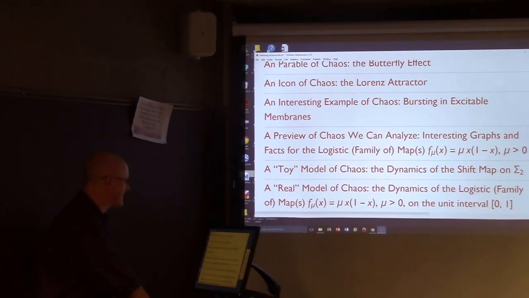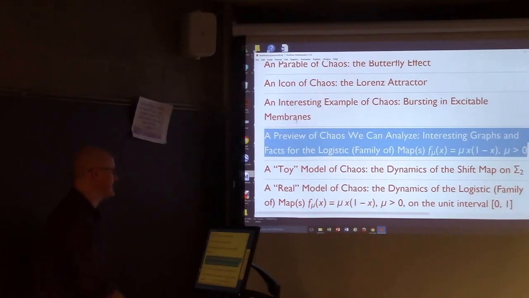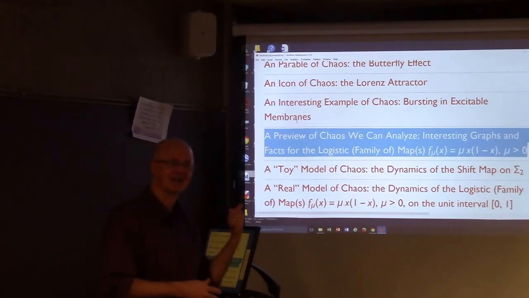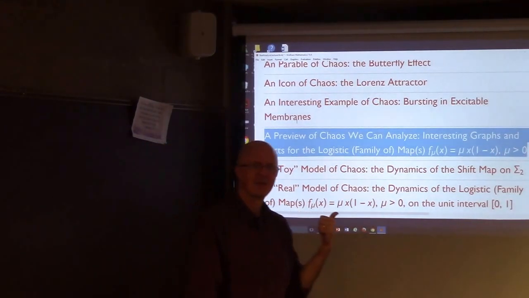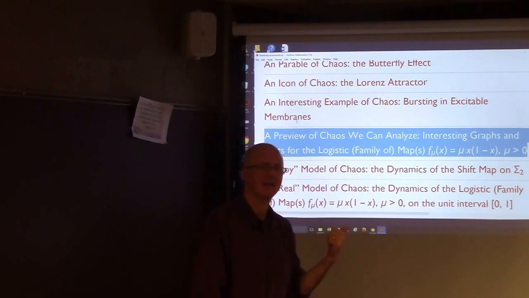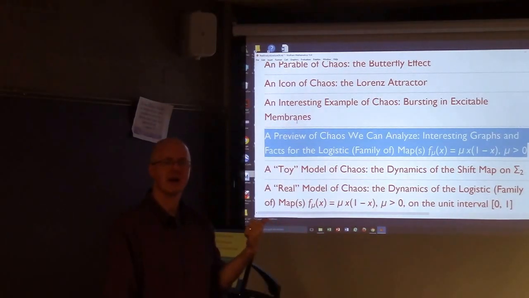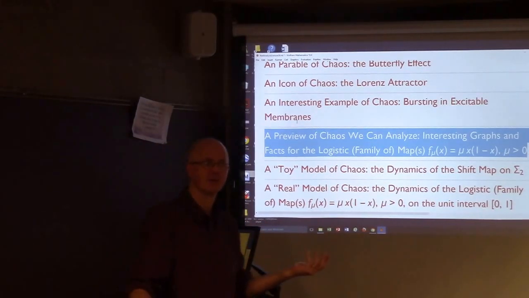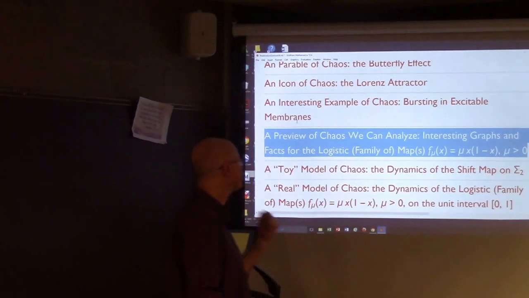All right, next section is a preview of chaos we can analyze. That chaos in those other systems is kind of difficult to analyze. They're nonlinear differential equations. It's pretty difficult to analyze that, especially in three dimensions. Actually, in two dimensions, chaos can't happen. Mostly because the main thing that makes them difficult is that formulas for the solutions are not possible. You can't find the formulas for the general solution in those cases.